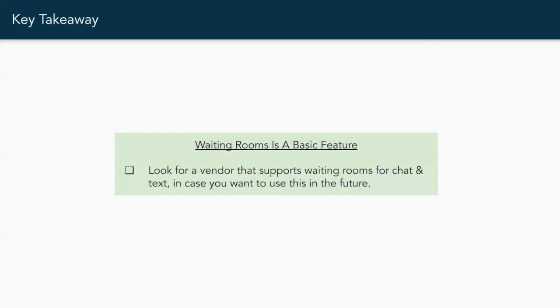And what we've learned is that waiting rooms can be a helpful feature for text and chat. So somebody logs in, they're told they're number X in the waiting room, and then they can't send any messages until the advocate is actually there and able to help them. So that's one feature that we would encourage you to look for if you're considering chat and text, or if you have chat and text.